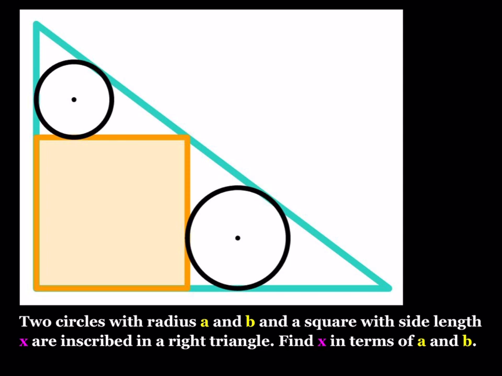Two circles with radius a and b and a square with side length x are inscribed in a right triangle. Find x in terms of a and b. So this puzzle could be considered a general puzzle because it's not asking for numerical values, but asking for the side length of the square in terms of the radii a and b.